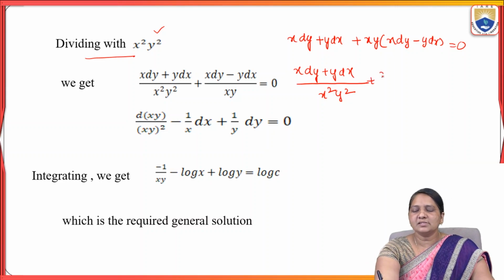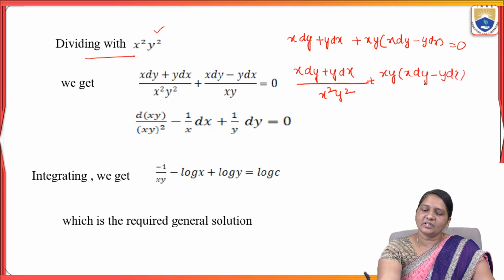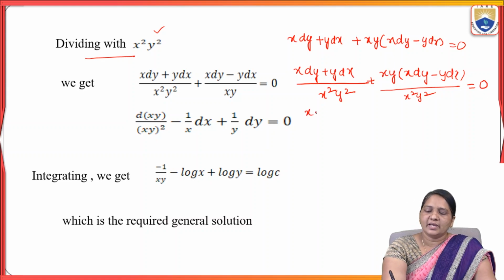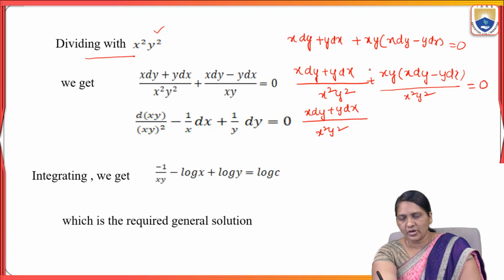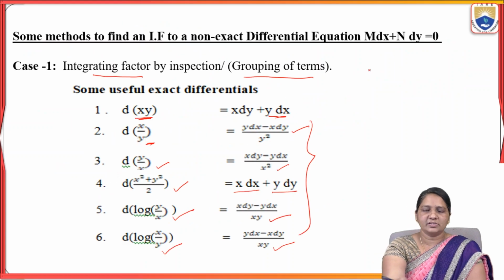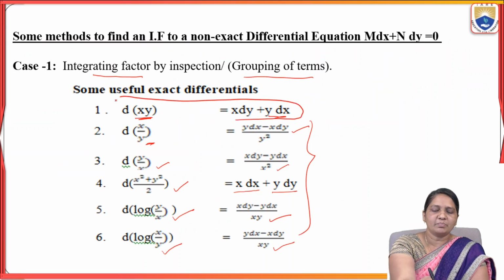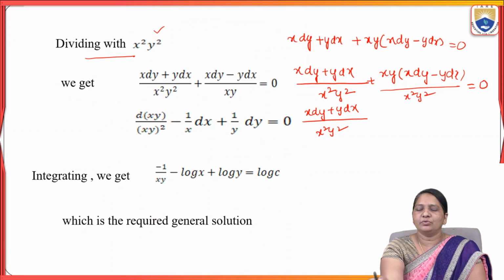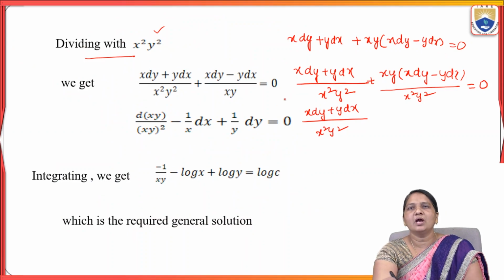So plus xy into (x dy minus y dx) by x square y square equal to 0. 0 by x square y square is 0 only. Here (x dy plus y dx) by x square y square. For x dy plus y dx we already know the formula, that is d of xy. d of xy is x dy plus y dx, so we can write this directly. But for the second term I need to get the form by dividing, that's why I am dividing with x square and y square.